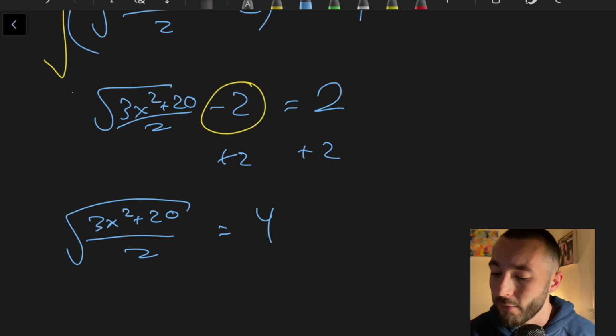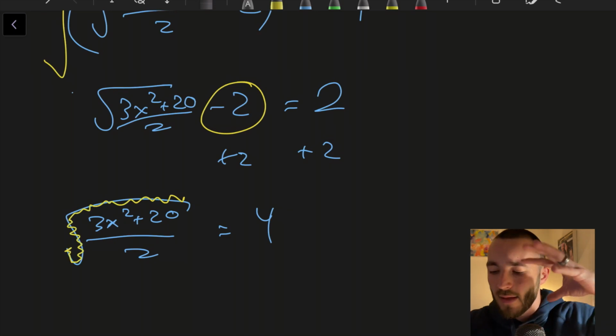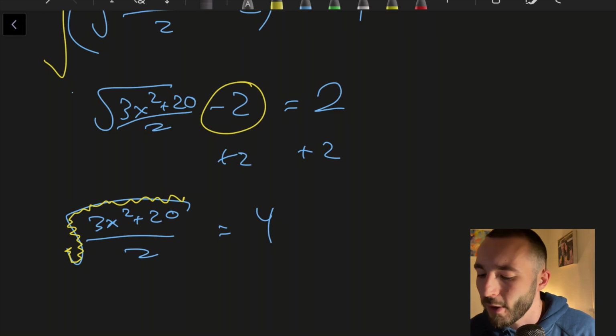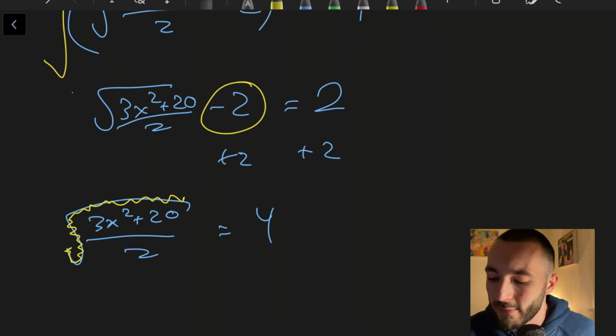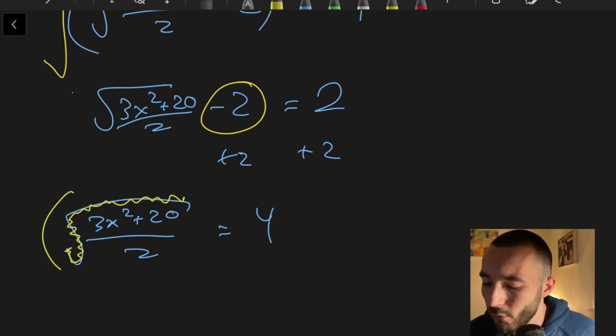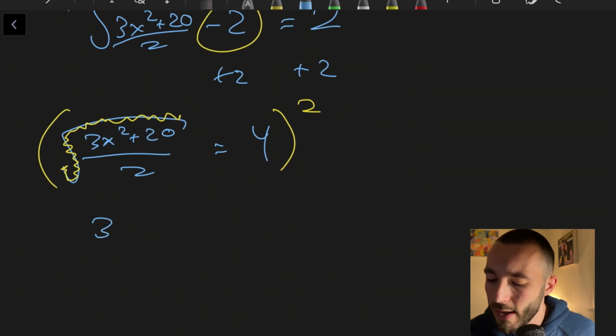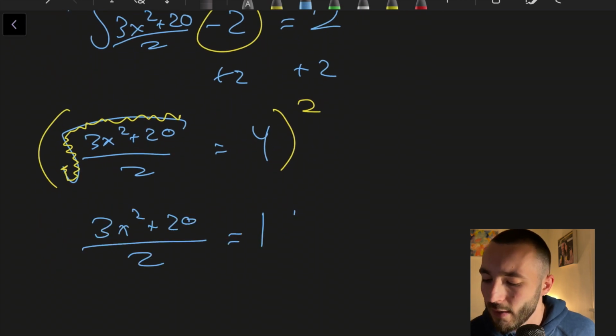Now, what is the farthest thing away from the x? That would be the square root that's surrounding it. When we zoom out, that is the thing that's enveloping the entire expression. That's what we have to undo next. How do we undo a square root? By squaring. That's the opposite process. So we're going to square everything. And we get (3x squared plus 20) over 2 equals 16.